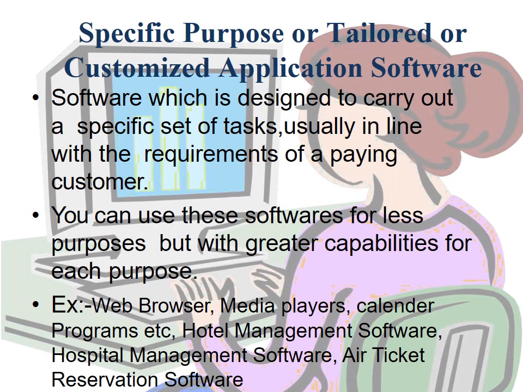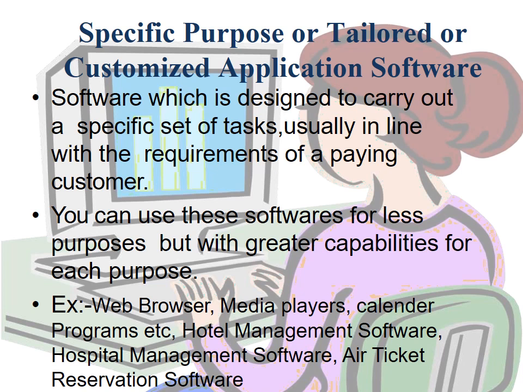Next is specific purpose, or tailored or customized, application software. Now this software is designed to carry out a specific set of tasks, usually in line with the requirements of paying customers. So it can fulfill the requirement of a person, company or an organization. It is designed by software companies and programmers after understanding the requirements of the users, companies or organizations.